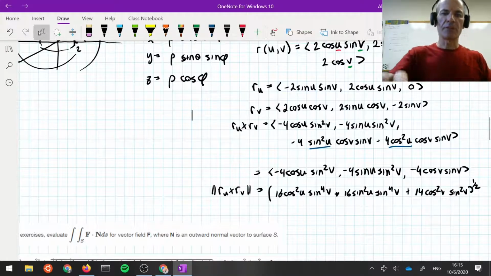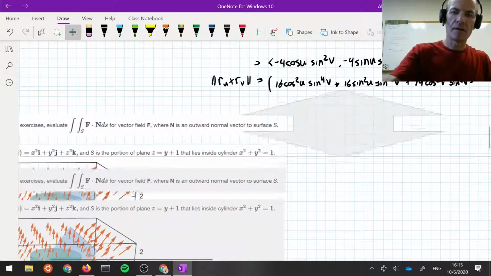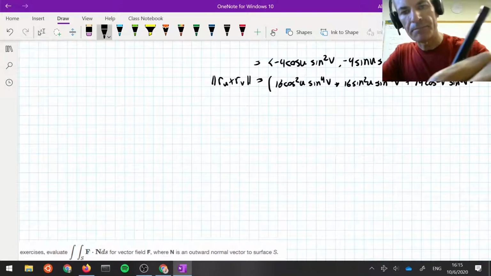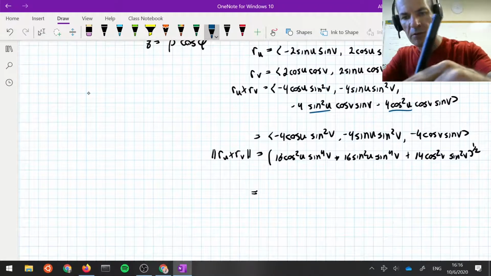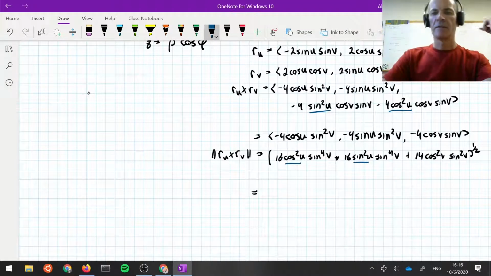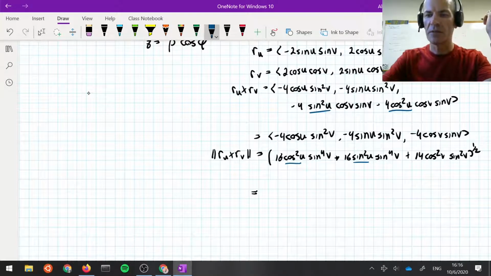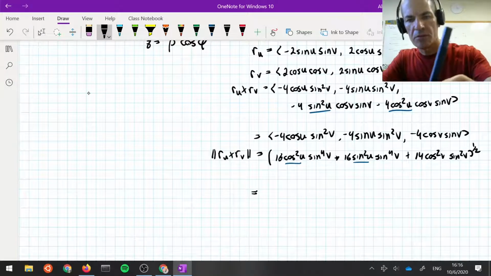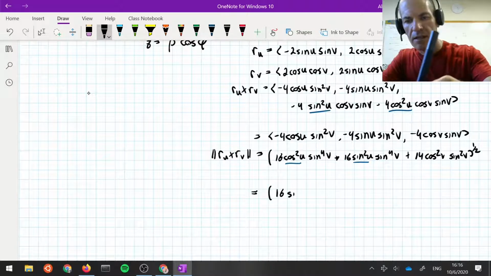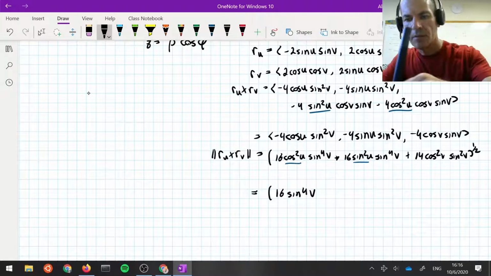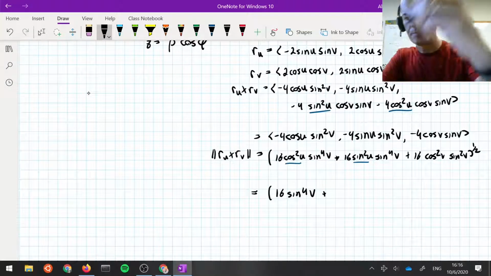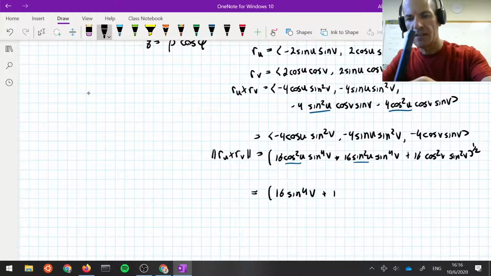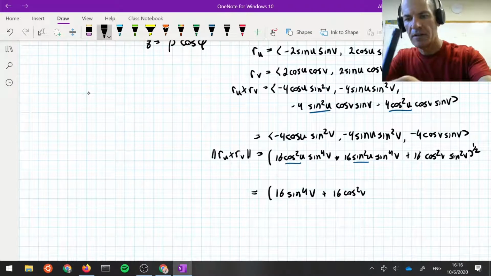Let me make a little bit more space for myself here. Alrighty. A couple more Pythagorean identities. Let me identify those for you. Here and here is a cosine squared u and a sine squared u. So those are going to collapse to 16 sine to the 4th v plus, oops, there's a 16 right there, not a 14, plus 16 cosine squared v sine squared v, all that to the 1/2.